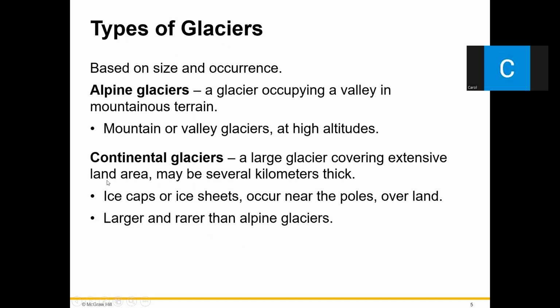There are two types of glaciers. There's the alpine and the continental. The alpine are what you find up at the tops of the mountains, and continental are what you see at the poles. They cover large continental areas. Like when you think ice age, you're thinking continental. When you're thinking mountains, you're thinking alpine.